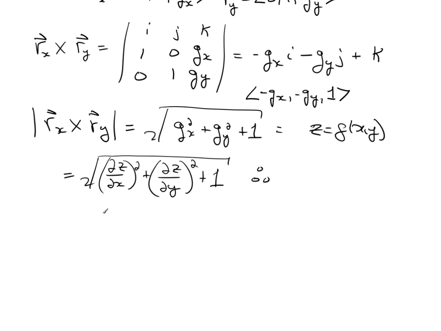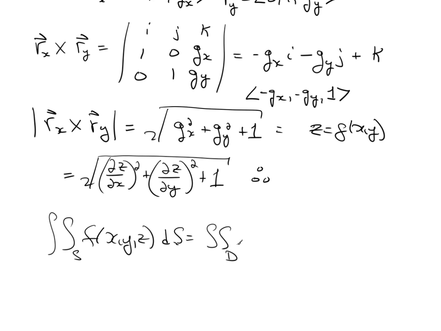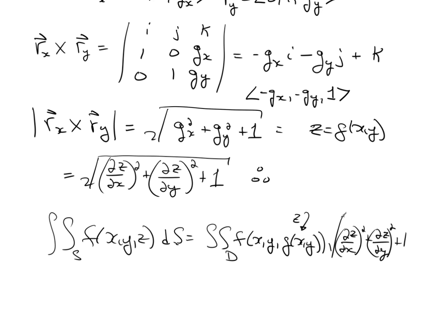Therefore, the integral over the surface of f of x, y, z dS is equal to the double integral over the domain of f of x, y, g of x, y, because remember this is in fact z, times the square root of the partial of z with respect to x squared plus the partial of z with respect to y squared plus 1, dA.